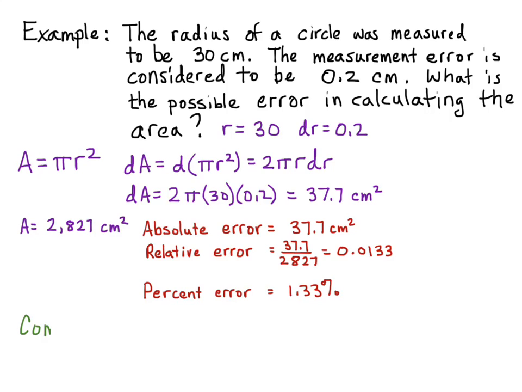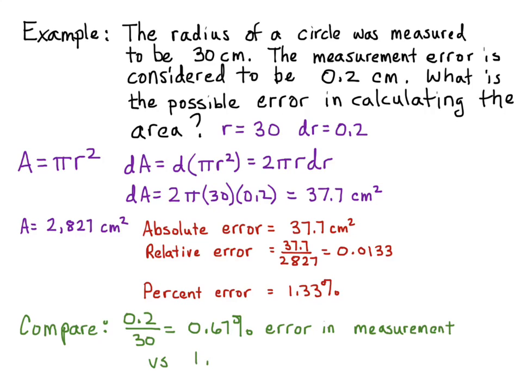Okay, so oftentimes you compare this with the measurement error. And so my measurement error is 0.67%, right? It's 0.2 divided by 30. So with a measurement error of 0.67%, I can get a calculation error of 1.33%.